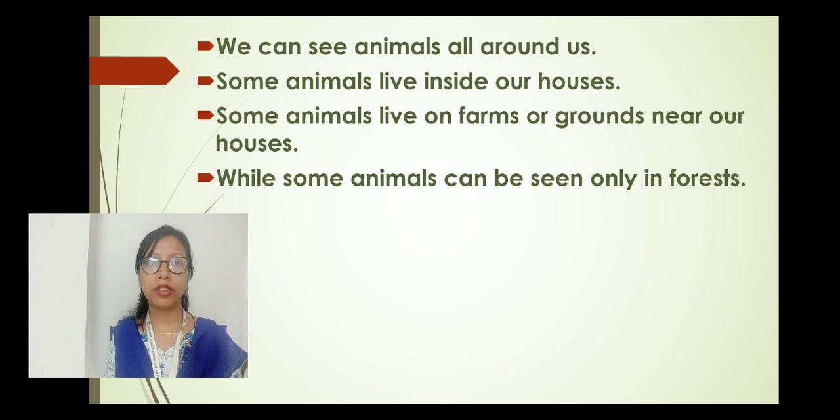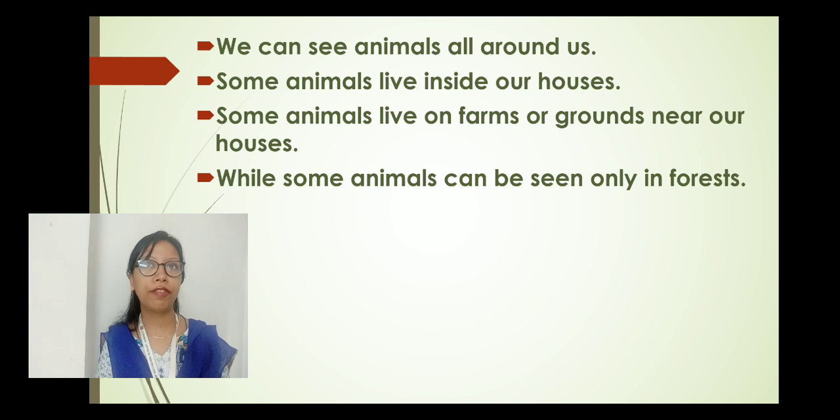Now if you observe, cats, parrots, some little birds as well as dogs, these animals you can find mostly inside the houses of the people. But there are some animals that live on the farms like cows, goats, buffaloes, even horses as well. So these animals live on the farms. Farms are the ground near our houses. Then there are some animals like lions, leopards, jaguars, giraffe, deer.